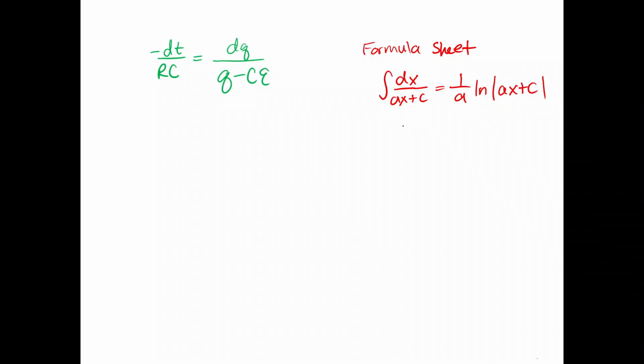So in this case, x is going to be our q when you compare those. A, in our case, is 1, and c is negative CE. That's our capital C capacitance. That's a little confusing right there.